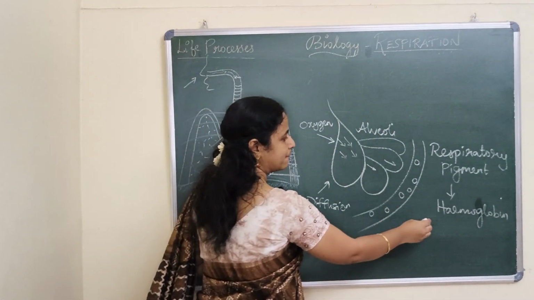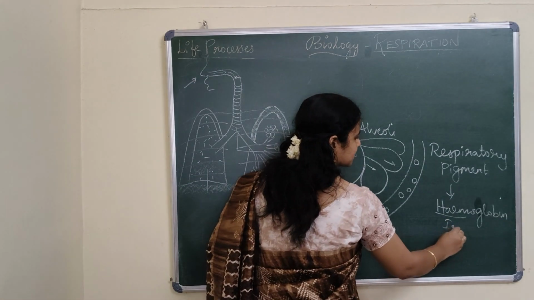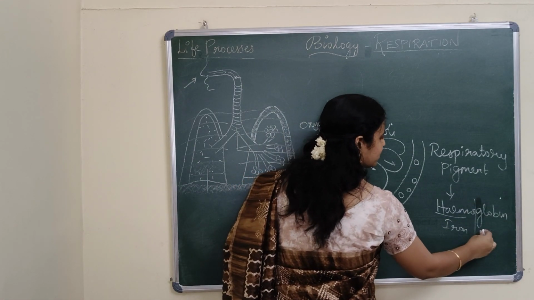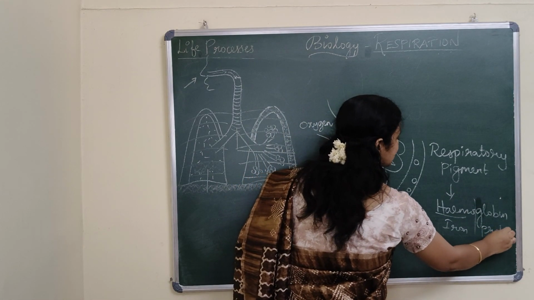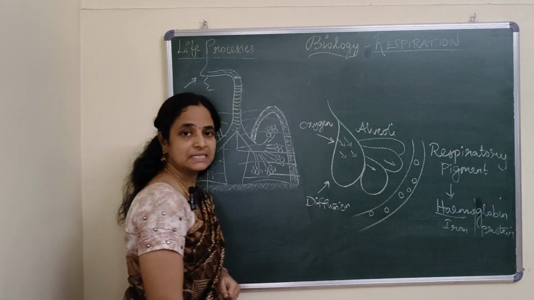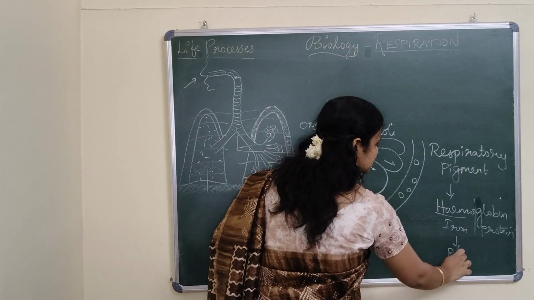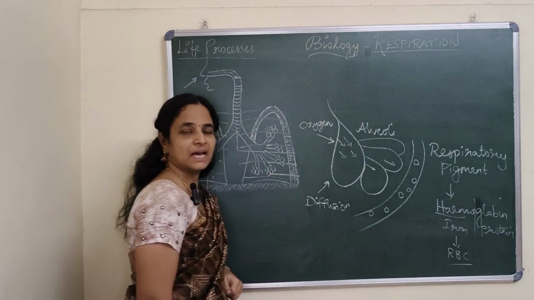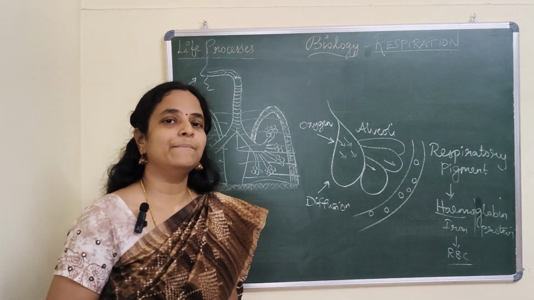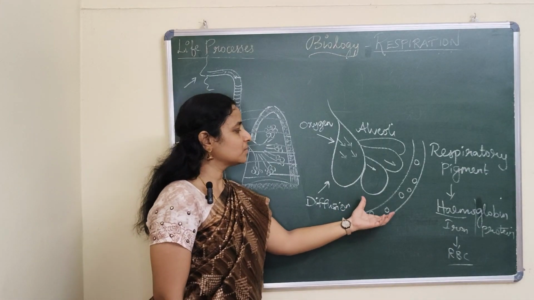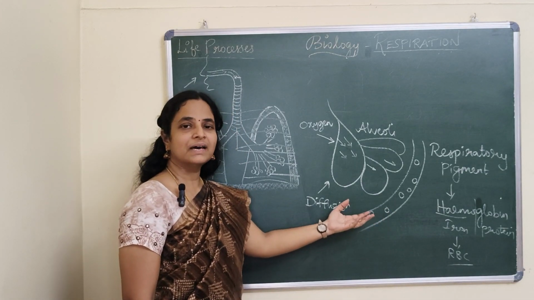Hemoglobin. Hem meaning iron and globin meaning protein. So it is an iron protein which is present in the RBC. So where do you find this hemoglobin? It is present in the RBC. RBC stands for red blood cells. Okay. So that is responsible for our red color.